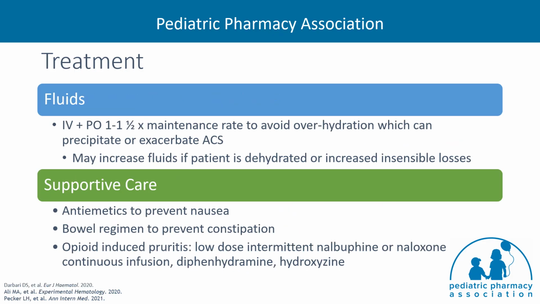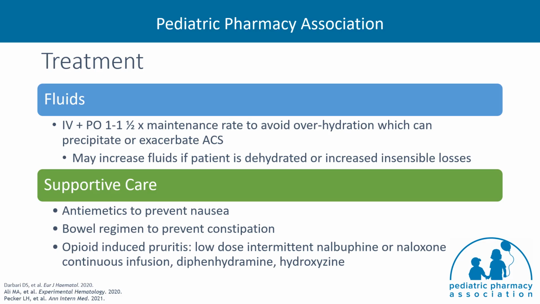For these episodes, fluids are important, so IV plus PO at 1 to 1.5 times maintenance can be helpful to prevent overhydration, which can precipitate or exacerbate acute chest syndrome, but also make sure patients are well hydrated. If the patient is believed to be dehydrated at baseline, or if there are believed to be increased insensible losses, you could do a higher rate. And then antiemetics to prevent any nausea, making sure patients have an appropriate bowel regimen to prevent constipation, especially since they'll be on scheduled opioids.